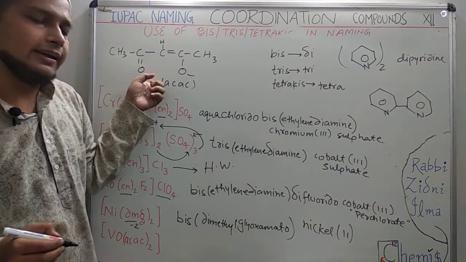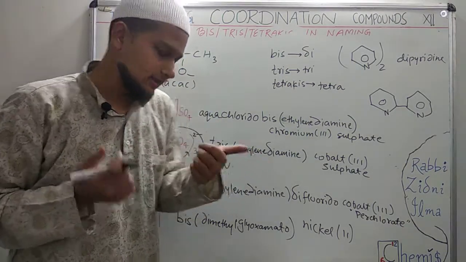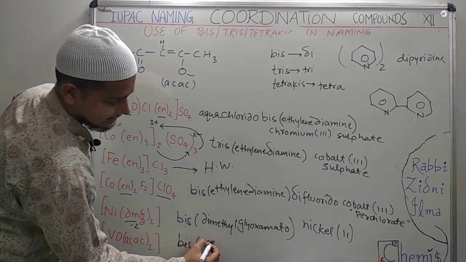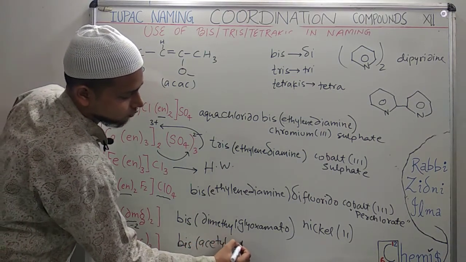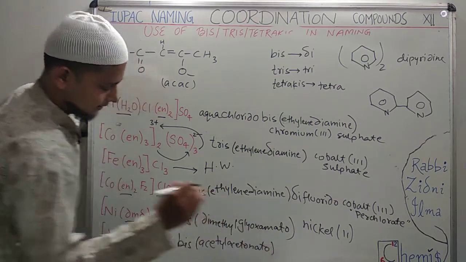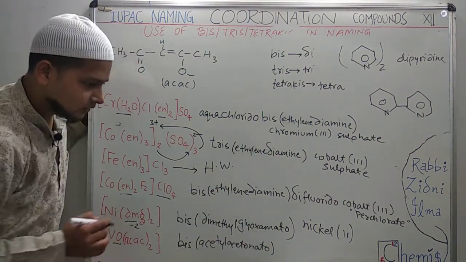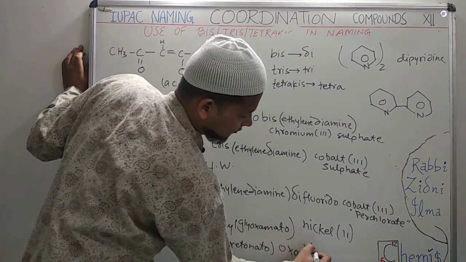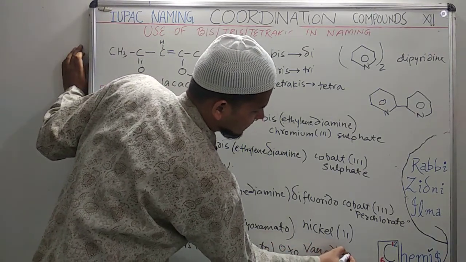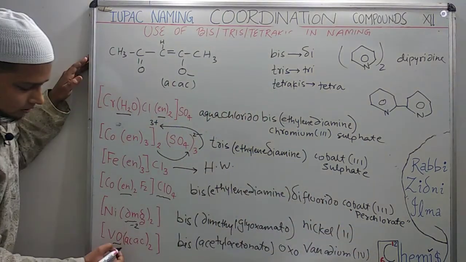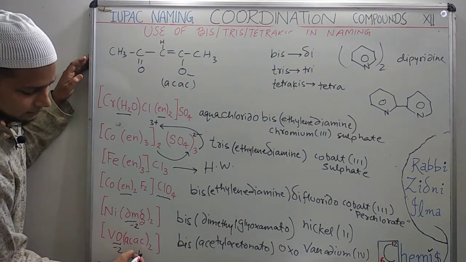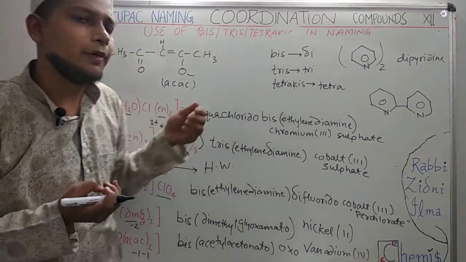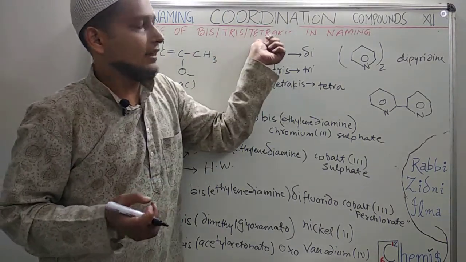This is acac, acetylacetonato. For this particular ligand we will use bis. So here we use bis(acetylacetonato), and what we have is this O. This O will be named as oxo, and for V we have vanadium. For the oxidation state it will be 4. If you look here, oxygen -2, acac -1, that will give us +4. So these are the names of some compounds in which bis, tris, tetrakis is used.